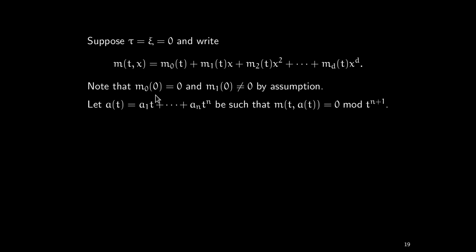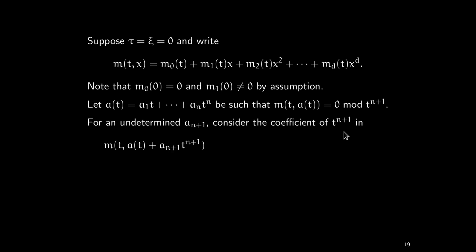That means we have a polynomial which is such that if I plug it into the m, I get 0, but not exactly. I get actually a polynomial whose smallest exponent of t is n plus 1. So that if I take this polynomial here, mod t to the n plus 1, then I get 0. And then the question is, having this, how do I get the next term?